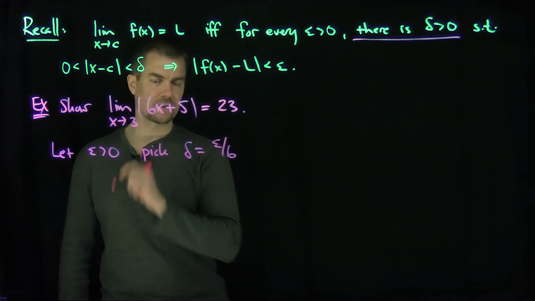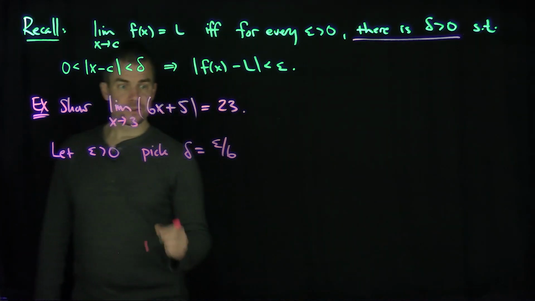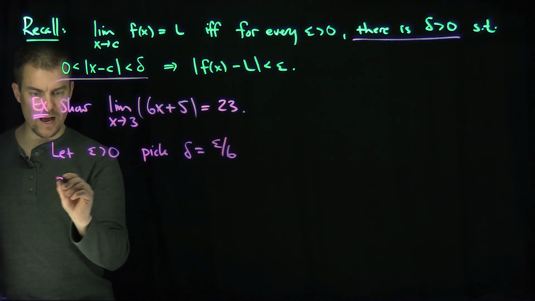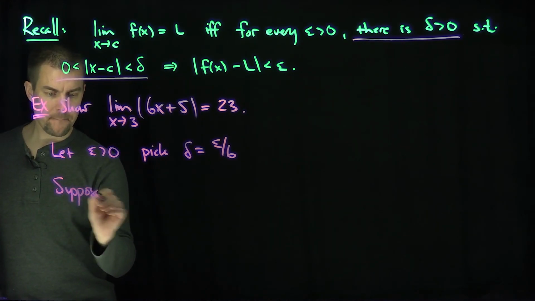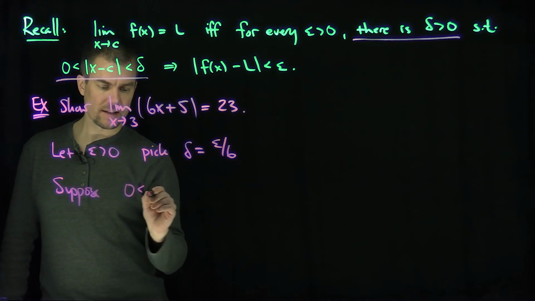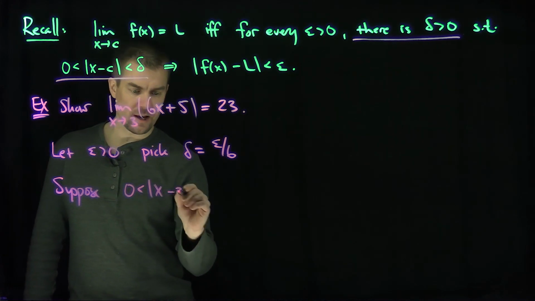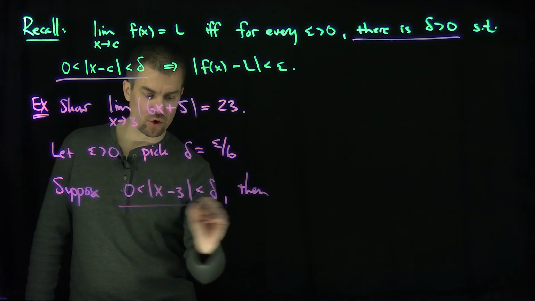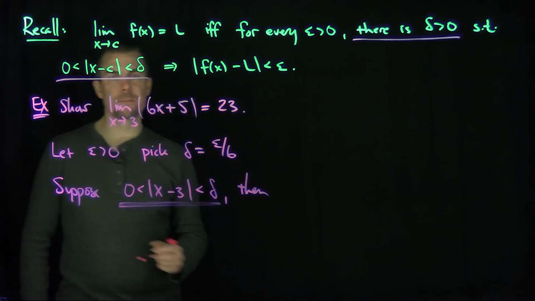Epsilon over 6, okay? And now I want to show that if x is that close to 3, so suppose that 0 less than the absolute value of x minus 3 less than delta. Then what can we say? We're going to assume this is true now, and then what can be said?